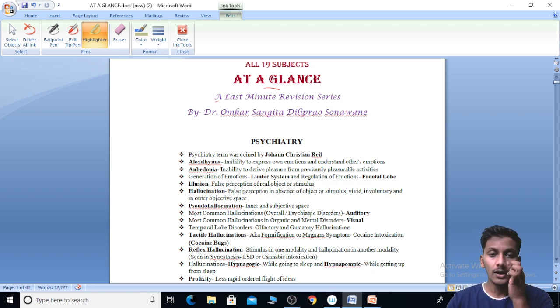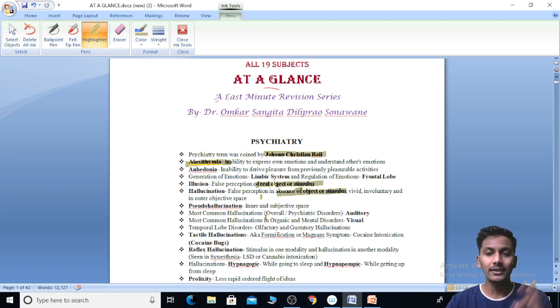Okay, so now psychiatry term was coined by whom? So please remember, psychiatry term was coined by Johann Christian Reil. Right? Alexithymia is what? Inability to express own emotions and understand others' emotions. What is anhedonia? Inability to derive pleasure from previously pleasurable activities, right? What is the basic difference between illusion and hallucination? Illusion means a false perception of a real object or a stimulus, whereas hallucination is a false perception without any object, in absence of an object or a stimulus, right?